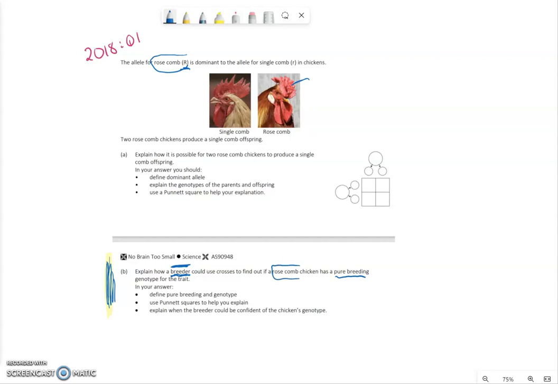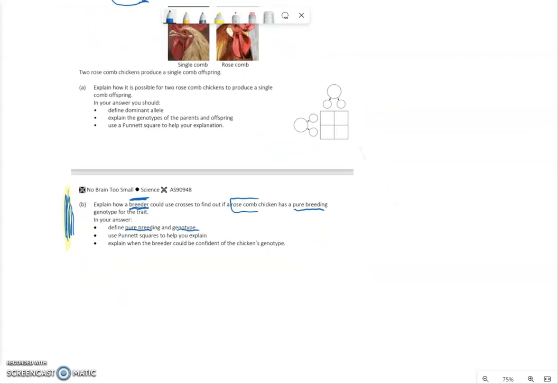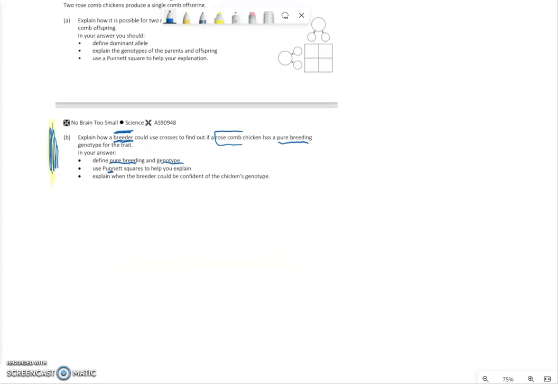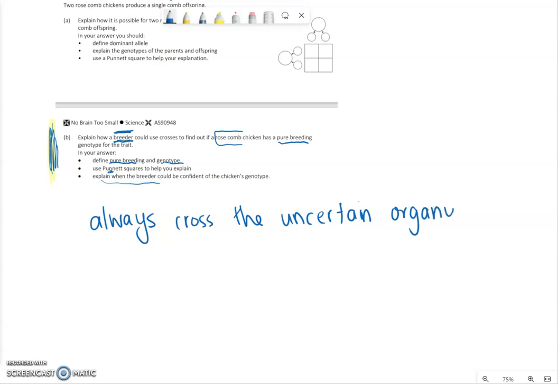So what we do is, first of all, you have to define true breeding. So that would be homozygous recessive or homozygous dominant. You need to write a definition for genotype. And then it says to use a Punnett square to help you explain, and then explain how the breeder could be confident. So when you're doing a test cross, you always cross the uncertain organism with homozygous recessive.